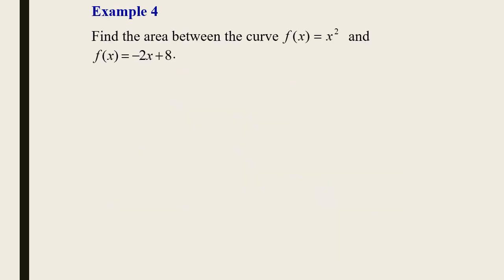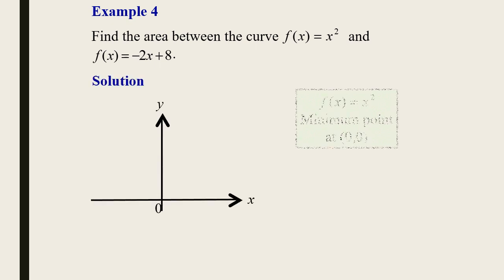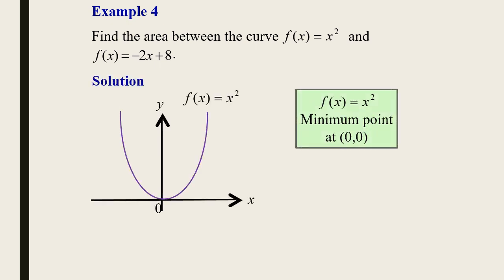Let's say, for example, find the area between the curve f(x) equals x squared and f(x) equals negative 2x plus 8. The first thing you need to do is sketch the graph. For x squared, it opens upward, so we have a minimum point at (0, 0). This is a really basic quadratic function.